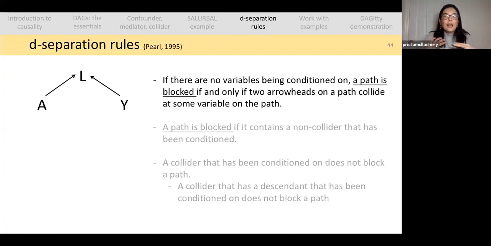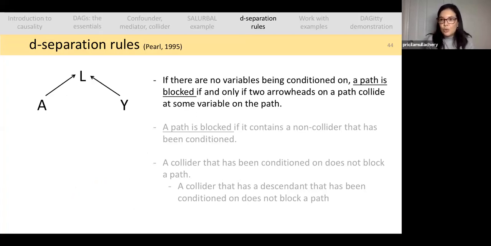Okay, so these separation rules basically put all of that information together in three relatively simple rules. These rules were put together by Pearl in 1995. They're actually pretty complex, the way that he had to prove it. There's a lot of work done in order to prove that those rules correctly encode the relationships between the variables in a DAG.